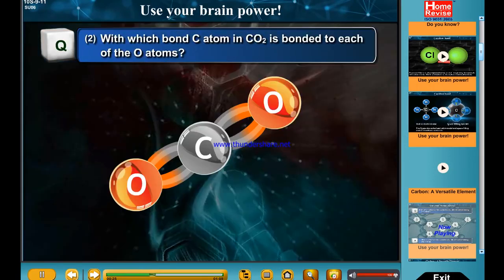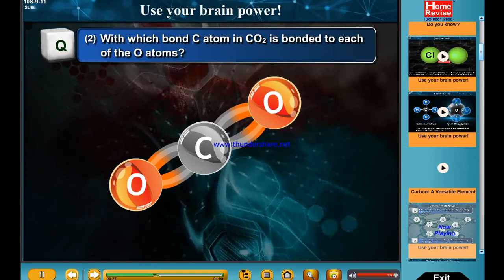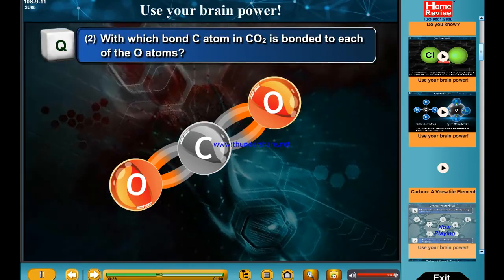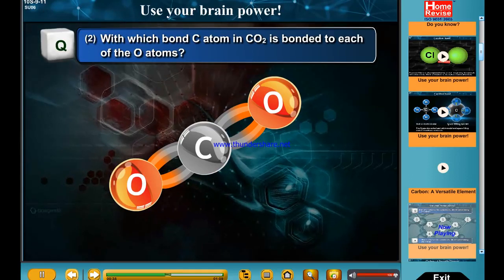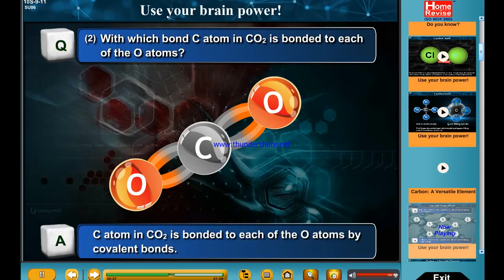2. With which bond is the C atom in CO2 bonded to each of the O atoms? Answer. The C atom in CO2 is bonded to each of the O atoms by covalent bonds.